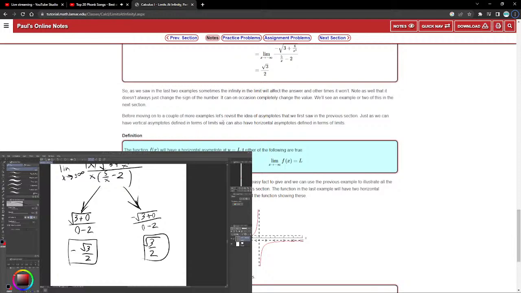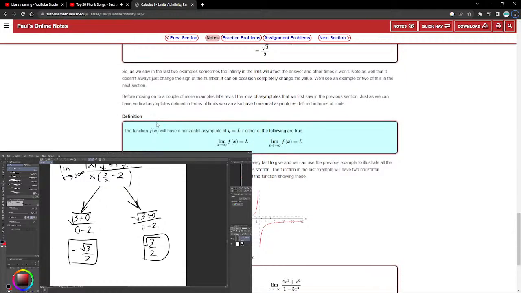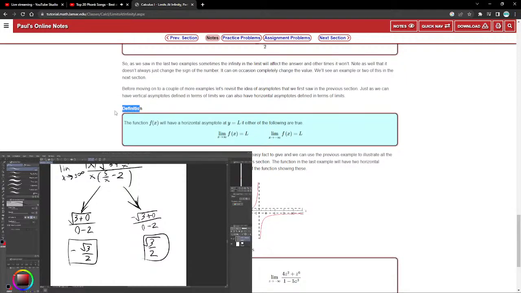Before moving on to a couple more examples, let's revisit the idea of asymptotes that we saw in the previous section. Just as we can have vertical asymptotes defined in terms of limits, we can also have horizontal asymptotes defined in terms of limits. Definition: the function f of x will have a horizontal asymptote at y equals L if either of the following are true. If the limit of f of x as x approaches positive infinity equals L, or the limit of f of x as x approaches negative infinity equals L.